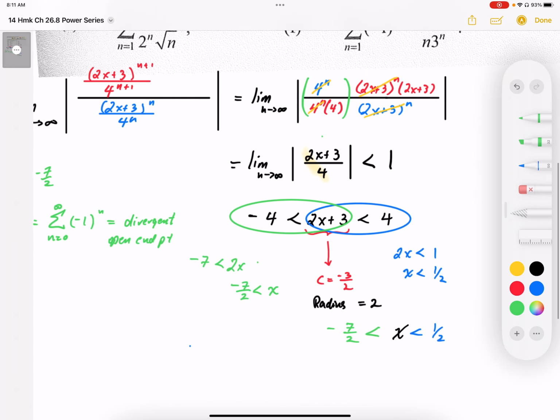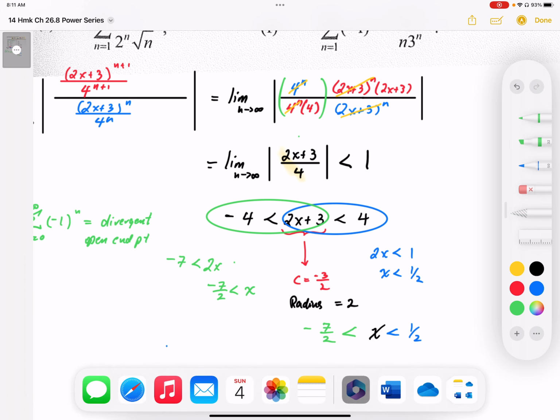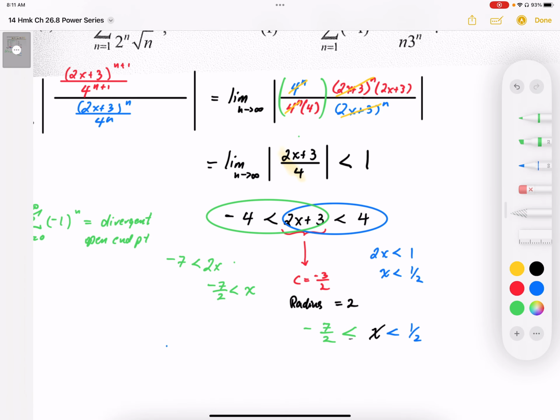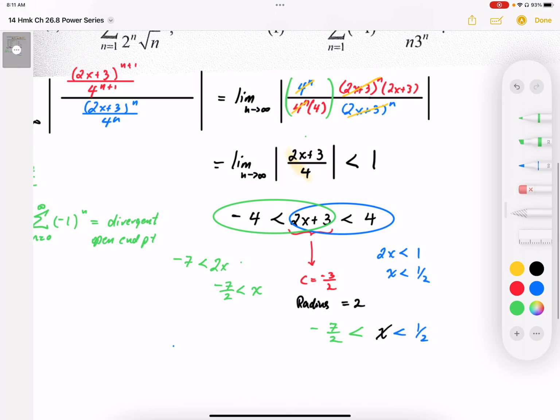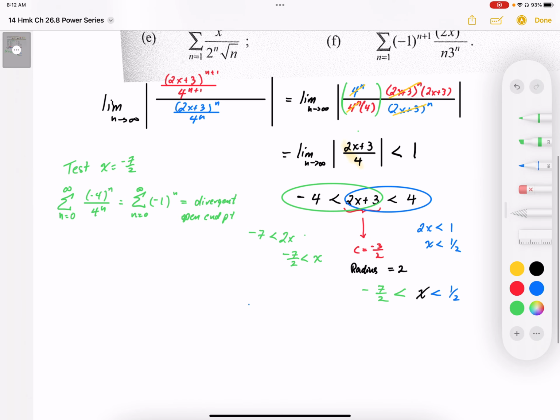So I'm not going to put the equal to on this part here. Okay, so there's no equal to there. So just going to leave it open. I need to then test my right endpoint. So I'm going to test x equals 1/2.